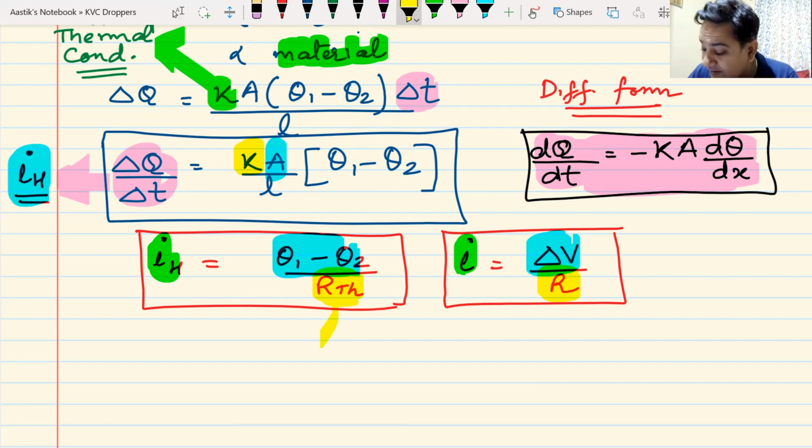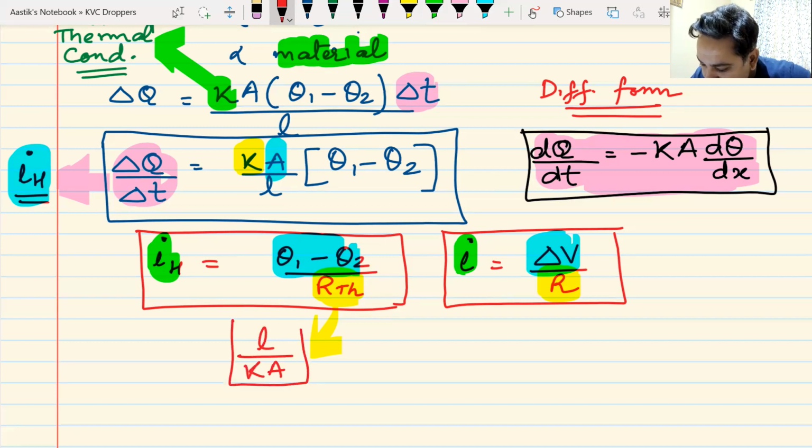Now we also know that this thermal resistance, RTH, is equal to how much, my dear friends? I can write it as L divided by KA. Do we understand this? Yes or no? This is L divided by KA, where K is known as the coefficient of thermal conductivity. Thermal conductivity. Do you all understand this?